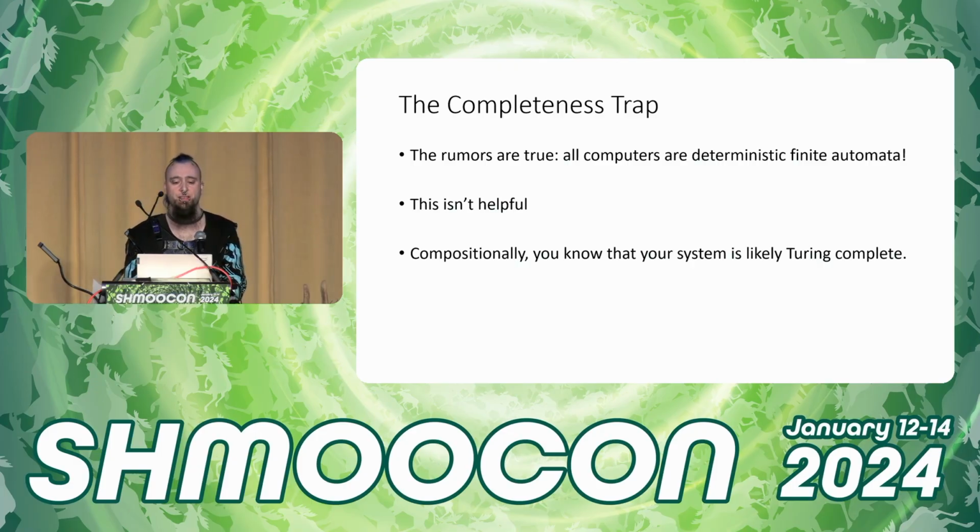Don't fall into the completeness trap because the rumors are true. All computers are in fact deterministic finite automata. And you can in fact enumerate every possible state of those computers if you have another computer of exactly that size or greater. And it's just not helpful because compositionally you know that your system running on the abstract platform for which you wrote it is likely to be Turing complete or near there too. And so language theoretic security, which I must of course tie into all of my talks, it gives us that we have to do more.